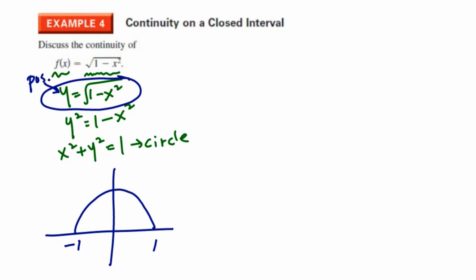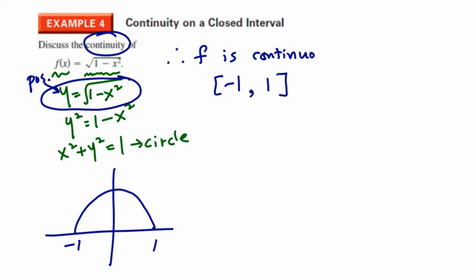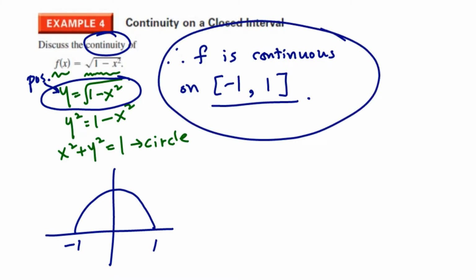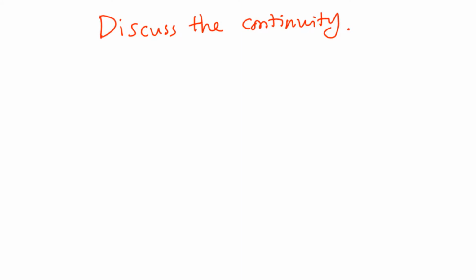So the continuity interval will be negative 1 to 1, included. So I'm going to write my answer that my function f is continuous on the closed interval from negative 1 to 1. So here's your answer. Let's look at several more examples.